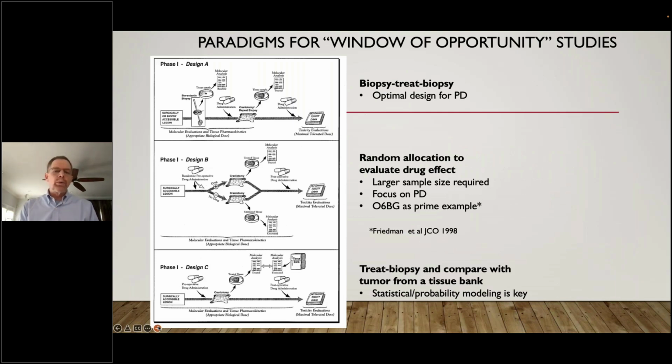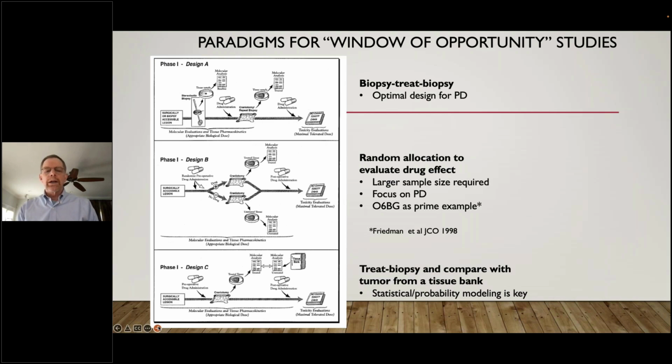So what are the paradigms that one can use for these windows of opportunity studies? At top, talk about the biopsy, treat, biopsy, or biopsy, treat, resect. That's optimal, of course, for pharmacodynamics. So you have a baseline of what your target looks like. You then treat the patient, treat the tumor, take it out, and then see if you've hit your target. Of course, you can use the resected tissue to also evaluate delivery. This is very difficult because it's often hard to get coverage from third-party payers for 2 procedures in a patient.